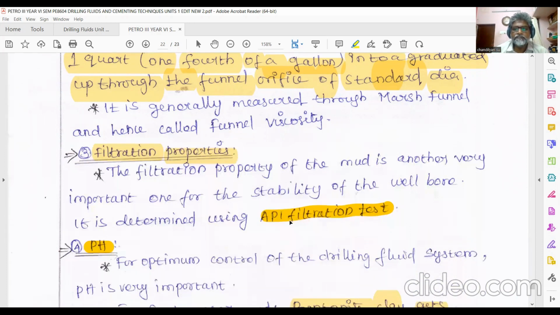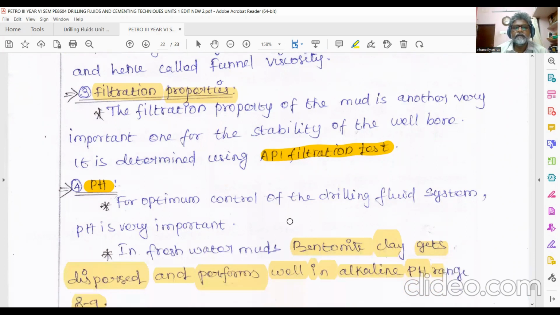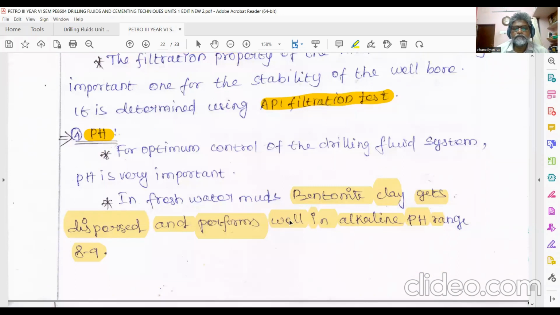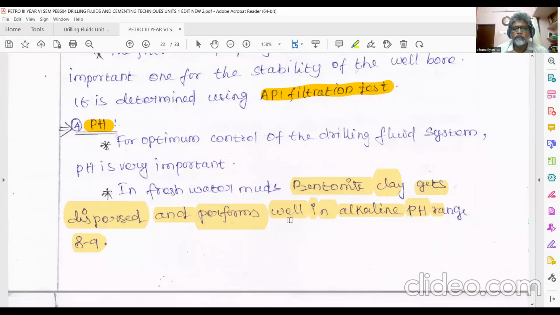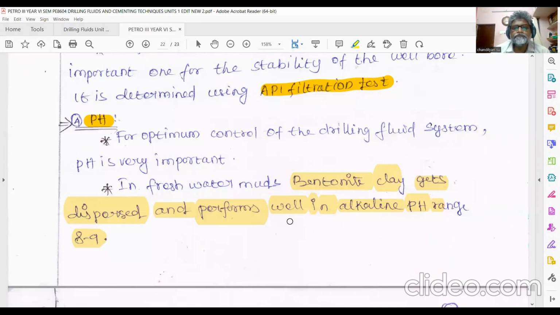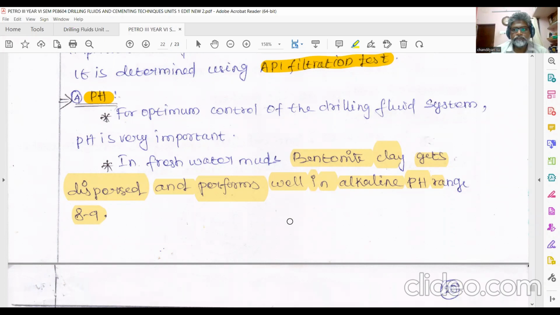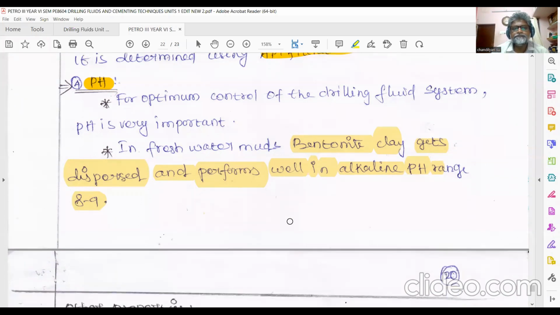Filtration properties, we already covered it in this slot. It's about the API filtration test. I posted the diagram there before explaining. pH is self-explanatory. In fresh water, bentonite clays get dispersed and perform in an alkaline pH range of 8 to 9. Why pH? Because if it is acidic, it is going to create more corrosion. It is going to affect the other systems, chemical and mechanical. So we will always maintain it in the alkaline range, 8 to 9.